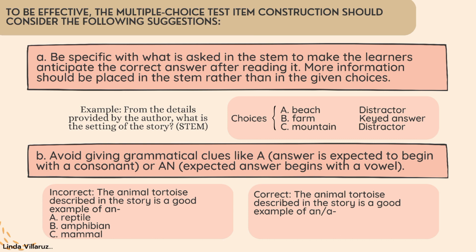Letter B, avoid giving grammatical clues, like an answer that is expected to begin with a consonant or an expected answer that begins with a vowel. So, this one is incorrect: the animal tortoise described in the story is a good example of an letter A, reptile, letter B, amphibian, letter C, mammal. And this one is the correct: the animal tortoise described in the story is a good example of a or an.